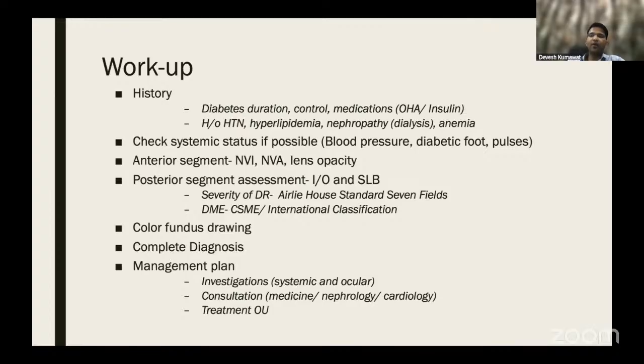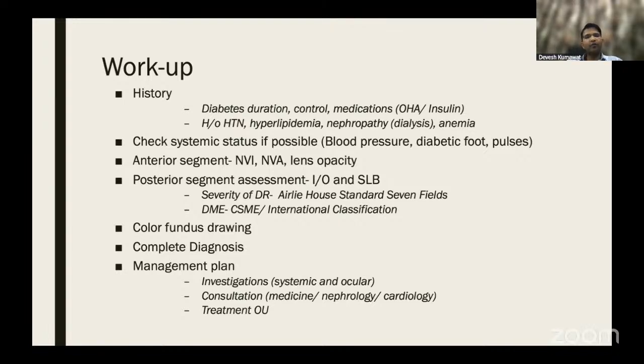Check for any diabetic foot which might be there. Check for pulses if they are affected. Check for anemia. Look for pallor of the palpebral conjunctiva and assessment of the tongue. So these gross assessments are important in a long case of proliferative diabetic retinopathy.